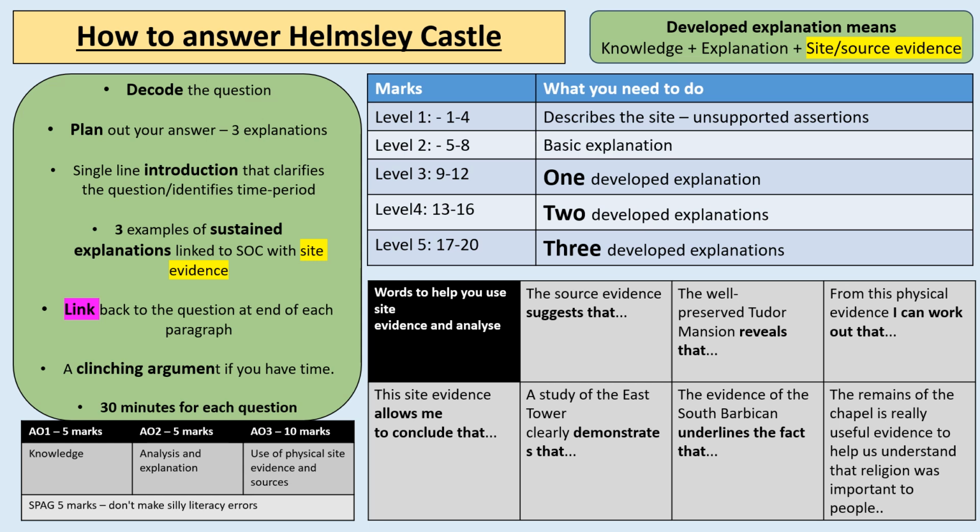If you just describe the site or make general assertions, that's level 1, 1 to 4 marks. A basic explanation is level 2, 5 to 8 marks. Level 3 is 1 developed explanation, making sure that you include knowledge, analysis, and site and source evidence. Level 4 is 2 sustained explanations, and level 5 is 3 or more sustained explanations or developed explanations.